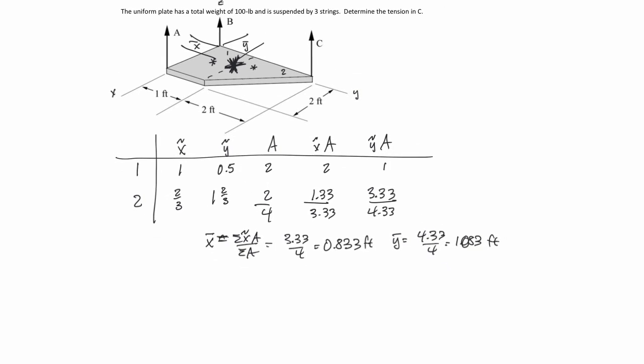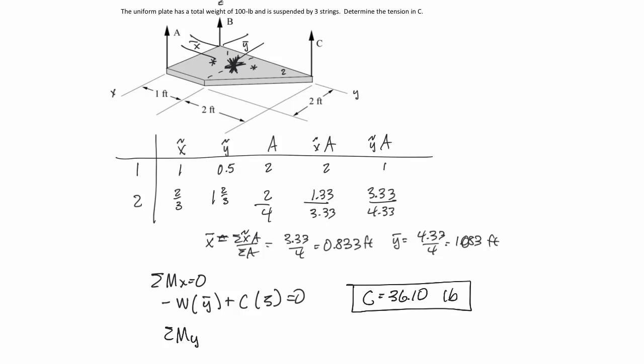And if I want to know the tension, let me scooch this up here a little bit. Let me zoom out. I can sum the moments about the x-axis equal to 0. So in this case, I have minus the weight times y bar plus C times 3. This is the total dimension here. So I can find out the tension in C. The weight is 100 pounds, and C then is going to be equal to 36.1 pounds.